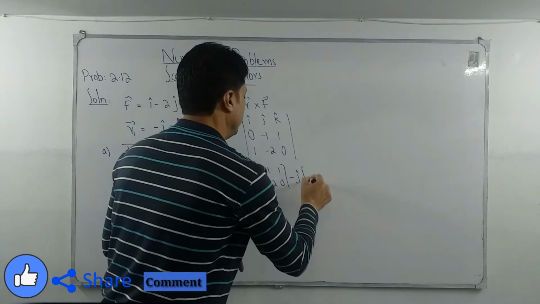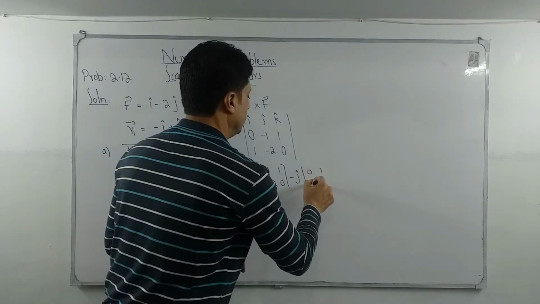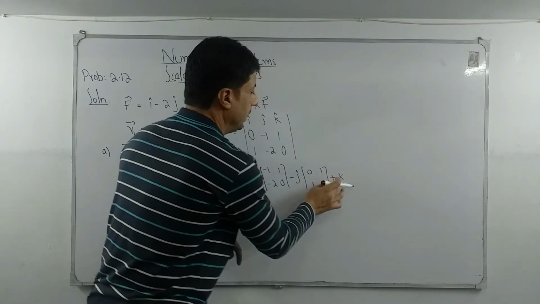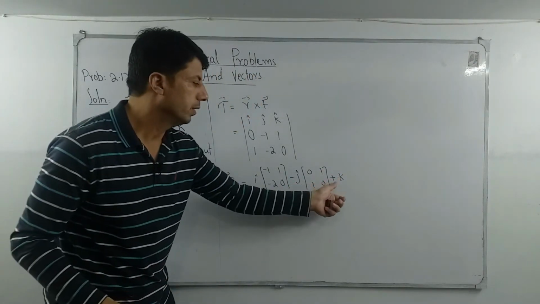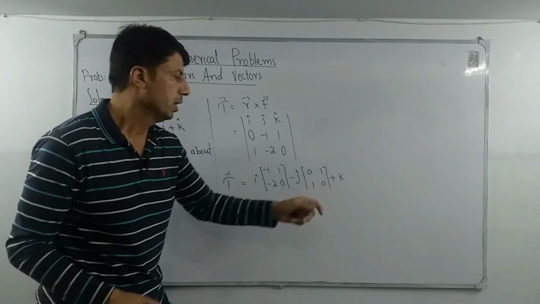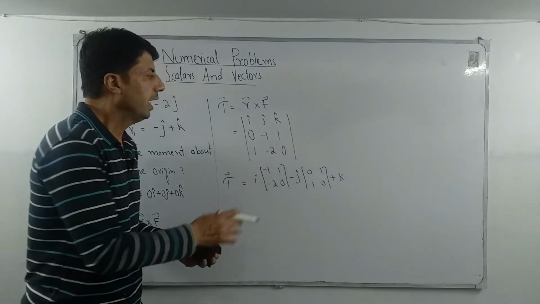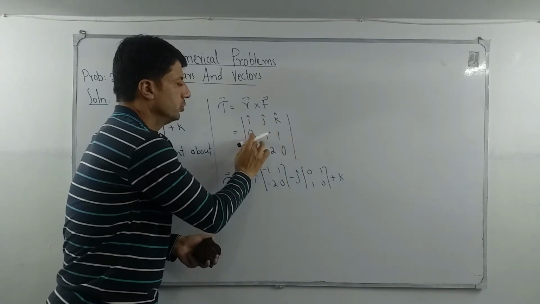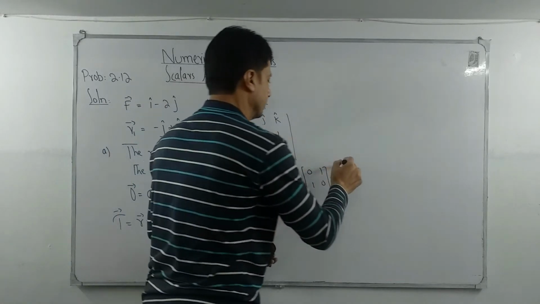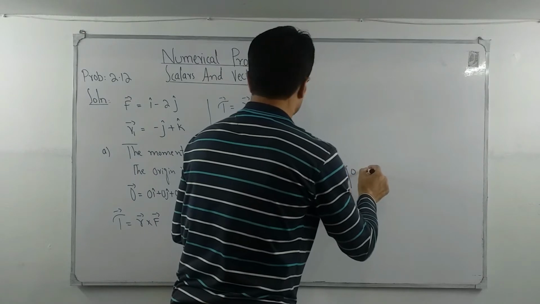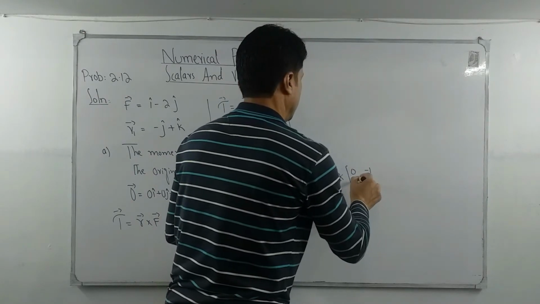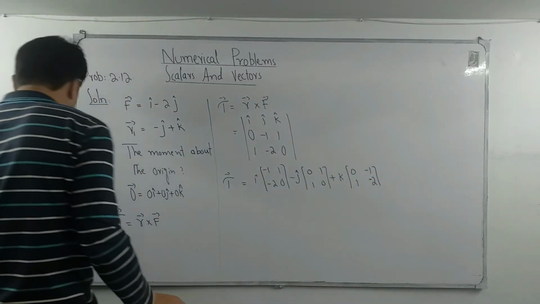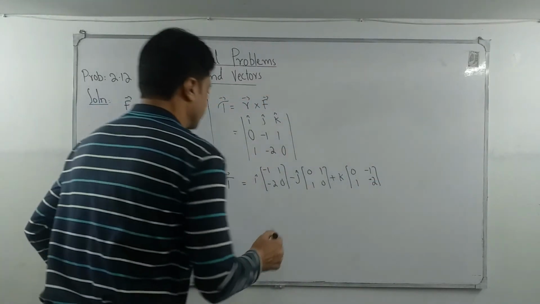The matrix will become 0, 1 and 1, 0, and then plus K. Plus is in the formula for the determinant. So plus K, and delete this column and this row. You will get 0, minus 1 and 1, minus 2. Now just solve this one.